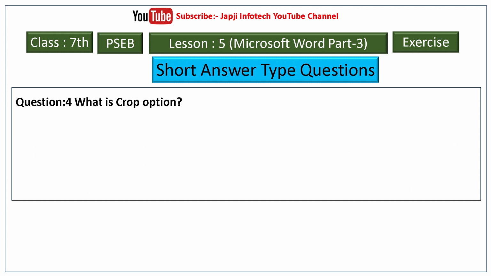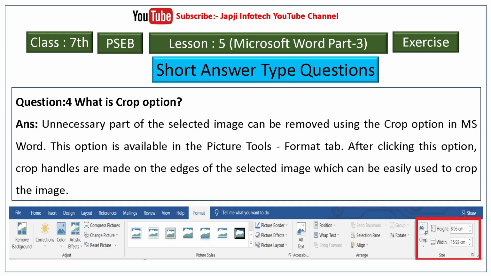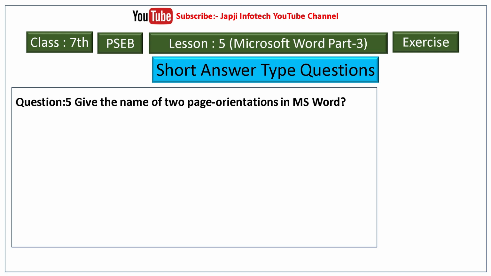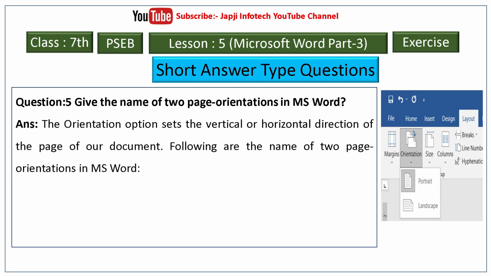And the fourth question is, what is the crop option? So an unnecessary part of the selected image can be removed using the crop option in MS Word. This option is available in the picture tools, under the format tab. After clicking this option, crop handles appear on the edges of the selected image, which can be easily used to crop the image. And the fifth question is, give the name of two page orientations in MS Word.